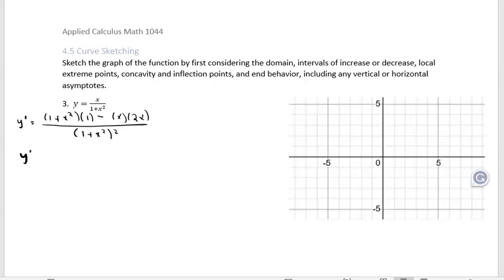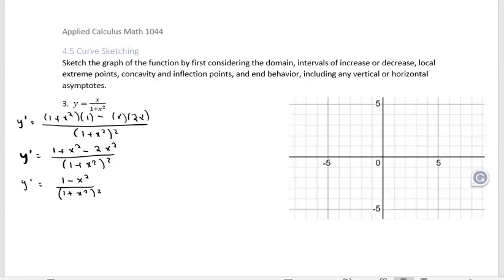Well, I'm going to clean up that numerator a little bit. So that looks like it'll give me 1 plus x squared minus 2x squared, all over 1 plus x squared, squared. So let's keep cleaning. Looks like that's going to give us 1 minus x squared all over 1 plus x squared, squared.